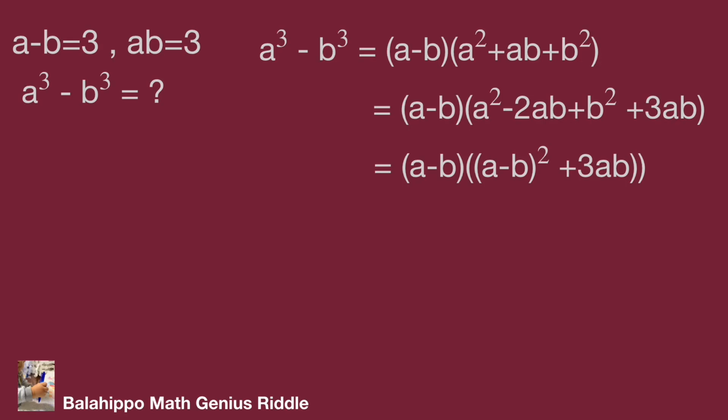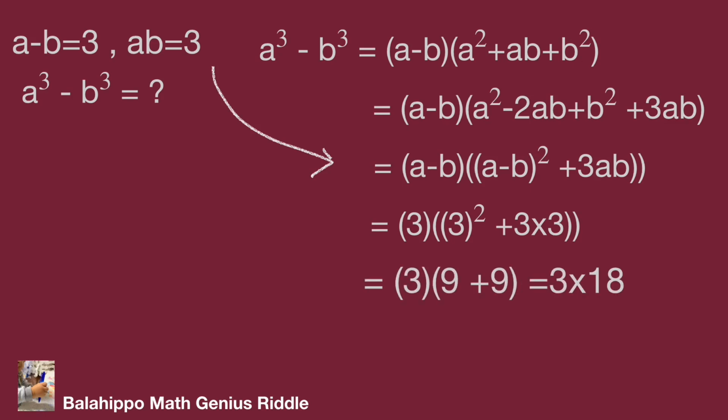Refer to the given information. Substitute a minus b by 3 and ab by 3. The equation is 3 multiplied by quantity 3 squared plus 3 times 3, equal to 3 times 18, equal to 54.